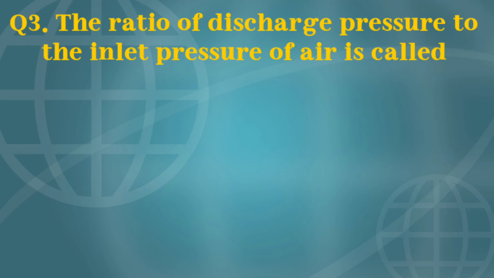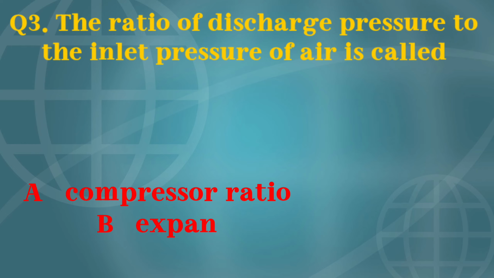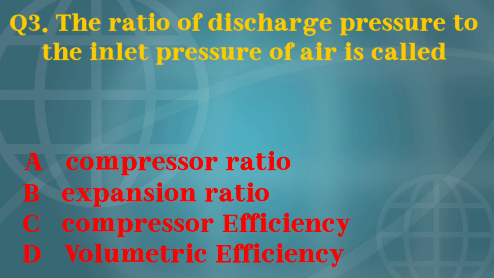Your third question. The ratio of discharge pressure to the inlet pressure of air is called. Your options are compressor ratio, expansion ratio, compressor efficiency, volumetric efficiency. Your right answer is compressor ratio.